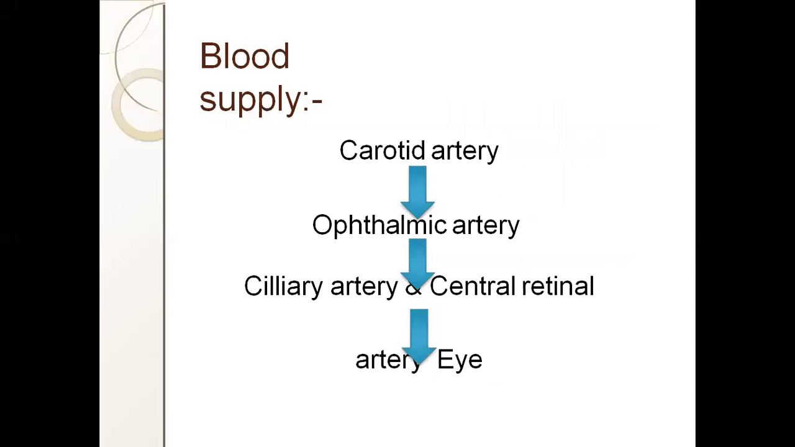Then how does the blood supply occur in the eye? Through the carotid artery. With the help of the carotid artery, blood enters the ophthalmic artery, and with the help of the ophthalmic artery, it enters the ciliary artery and central retinal artery. After the ciliary artery, the blood is sent to the arteries of the eye. In this way, the eye gets a proper supply of blood.